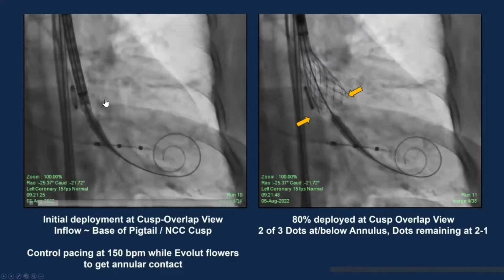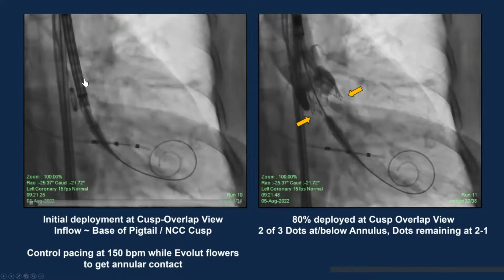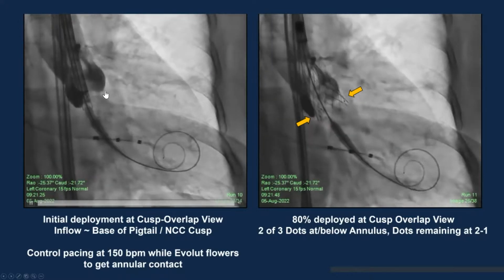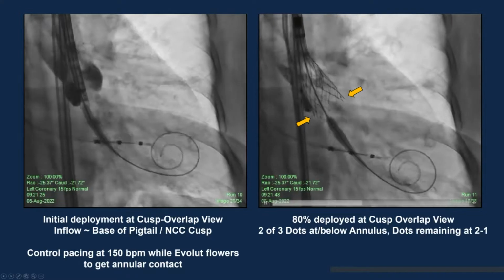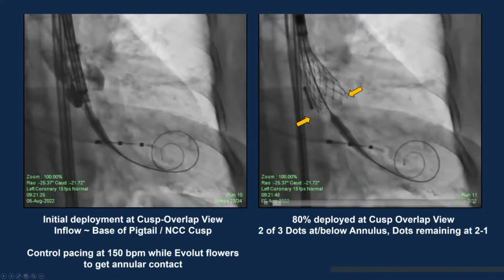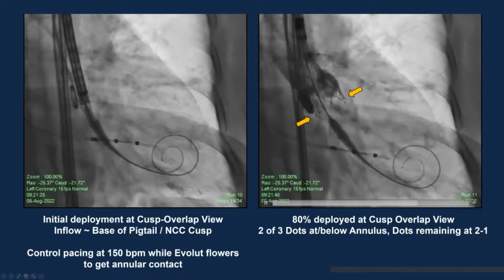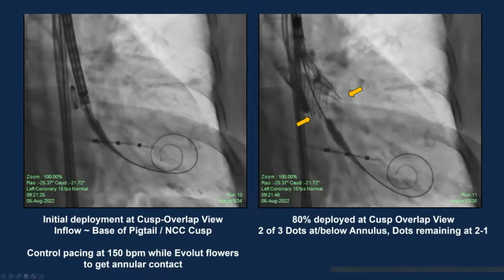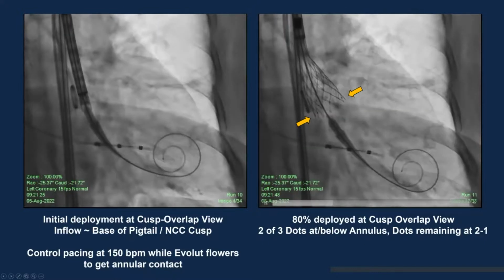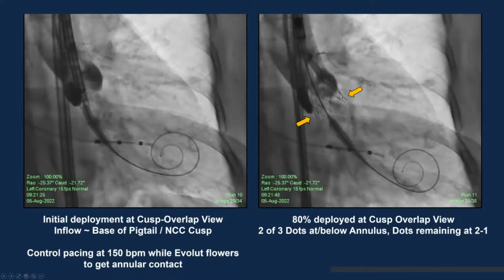So for initial deployment, you can see that here in the cusp overlap view, and you want to do controlled pacing when the Evolut flowers to get annular contact. You can see that at 80% deployment, you want to do the cusp overlap view. With the Evolut FX, what you want is to have 2 out of 3 dots at the annular plane, which means you're at the 3 millimeter mark or slightly below if necessary. And you want to make sure that you have a 2-1 relationship to determine commissural alignment.